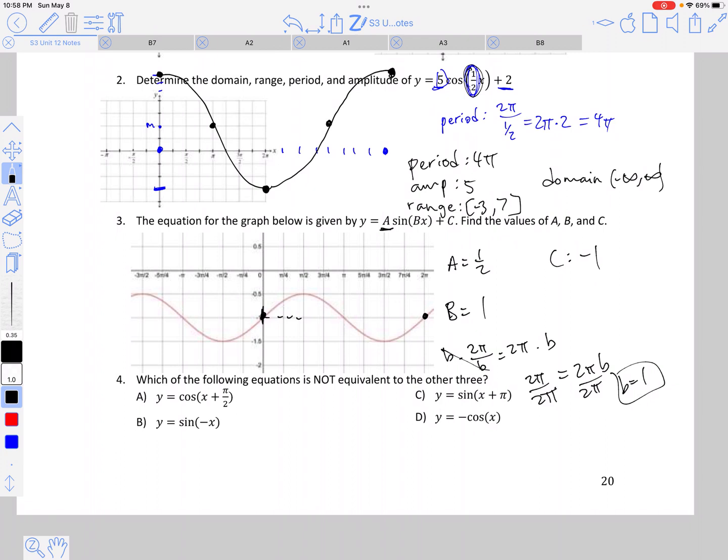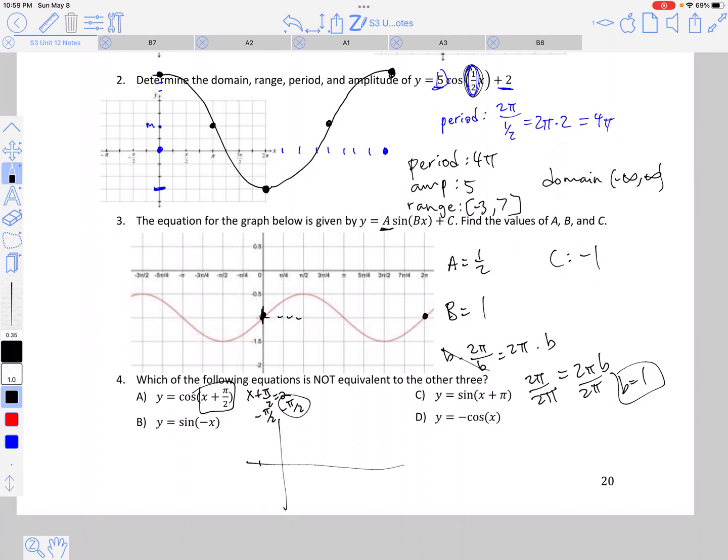Okay, so let's talk about 4. Which of the following equations is not equivalent to the other three? So cosine of x plus pi halves. So if you think about it, this is a phase shift. So it's moving it back pi halves. So normally cosine goes 1, 0, negative 1, right? But it's going to go back because you have to set it equal to 0. So we have a phase shift of negative pi halves.